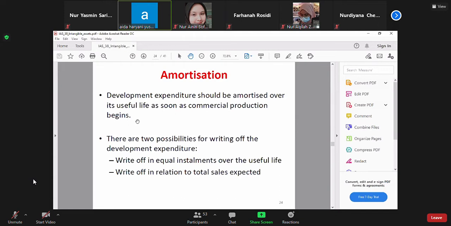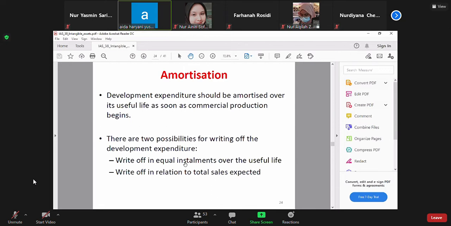Amortization is roughly the same as depreciation, but depreciation is the value going down, whereas for amortization, you have to amortize to the cost of the particular asset. I don't know how to say it in Malay. So there are two possibilities for writing off the development expenditure.